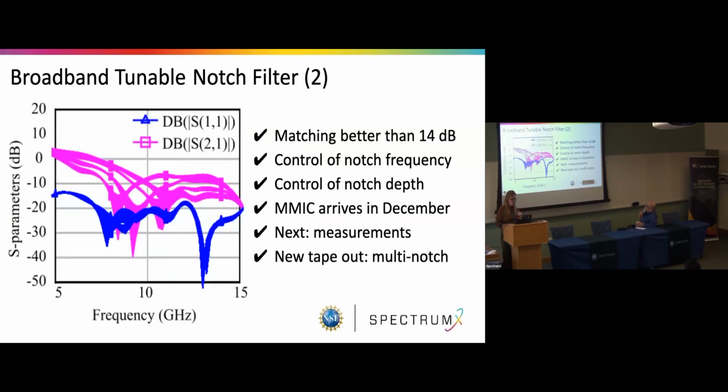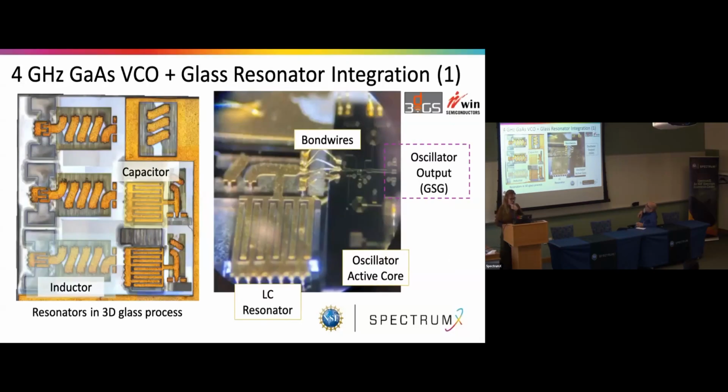And what you can see here is basically the matching over the ports, and some of the notches being developed. And this, for instance, is the difference between the minimum attenuation level and the maximum attenuation level that you can have with the attenuator.